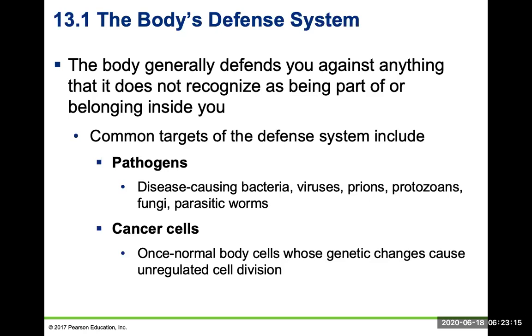The body generally defends you against anything that it does not recognize as being part of you. Common targets of the defense system include pathogens, which are disease-causing bacteria, viruses, and so on, and also cancer cells, which are once normal body cells whose genetic changes cause unregulated cell division where they can't stop growing.